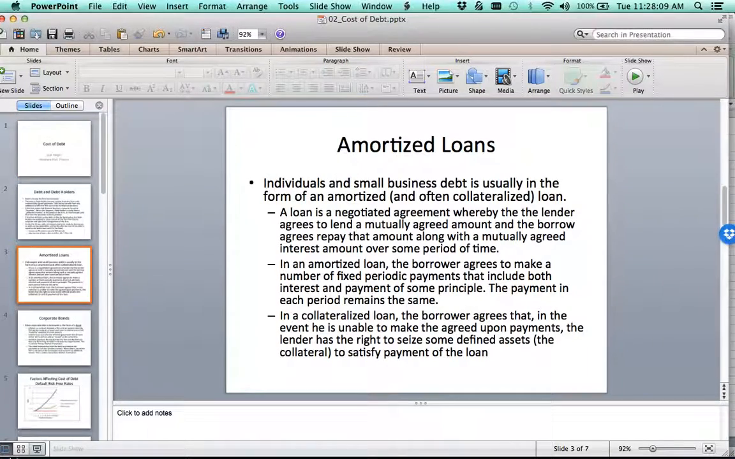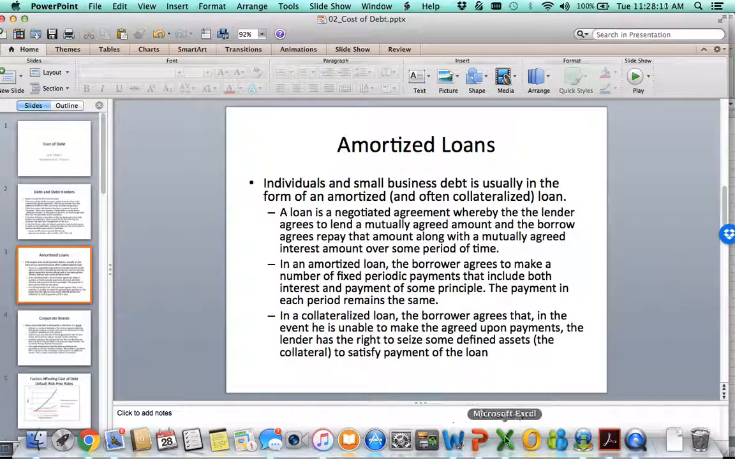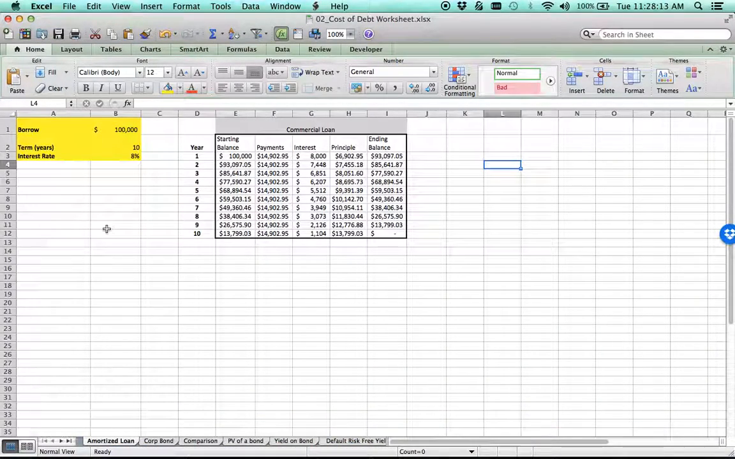Now, I'm just going to give you a quick example of an amortized loan. I know you've seen this in our other projects. But again, imagine that you've borrowed $100,000 at 10 years, 8% interest. So the idea would be that you're starting out with a $100,000 balance, and you've got to make a payment every year. And we've solved that the payment is $14,902.95. Now, how did I get that?